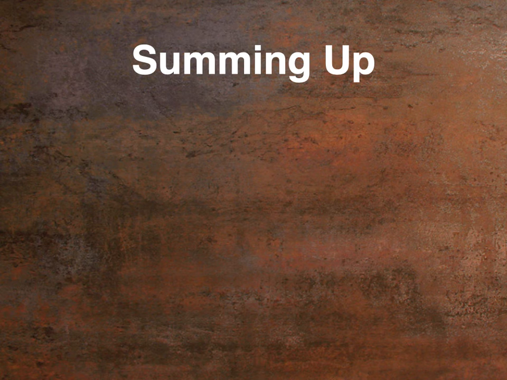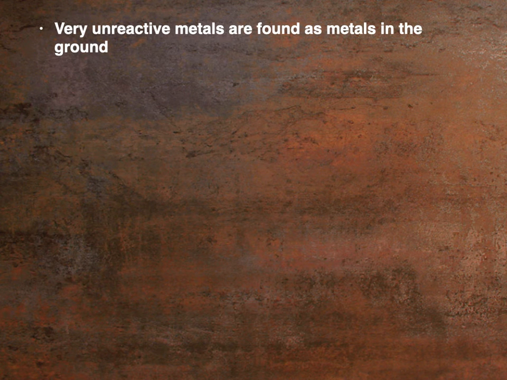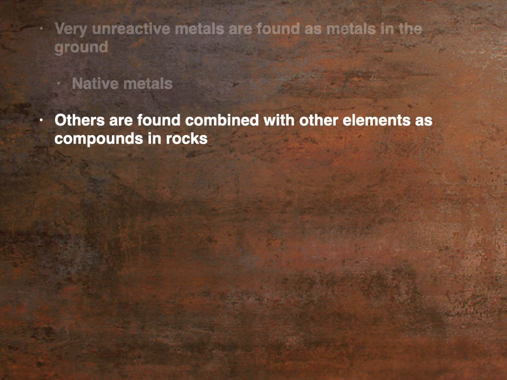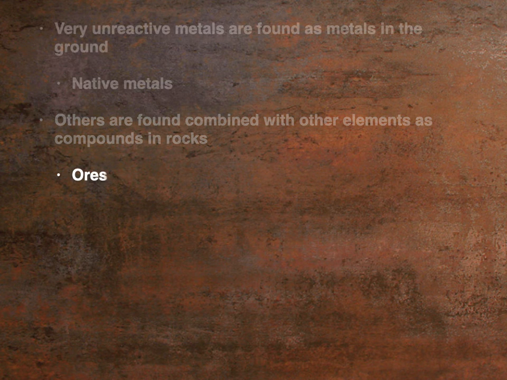Okay, to sum up, your very unreactive metals are found as metals in the ground. That's your silver, gold, platinum. These are found as metals in the ground, and we call them native metals. Other metals are found combined with other elements as compounds in rocks, and we call these rocks ores. And what we want to do is extract the metal from its ore. We want to break up the metal compound to get the metal on its own.